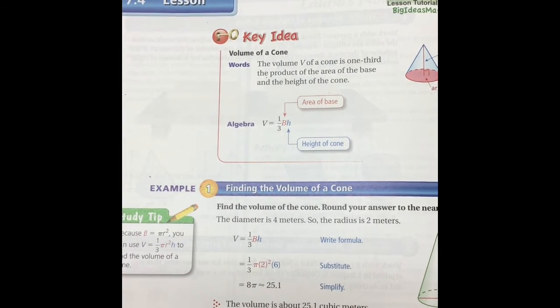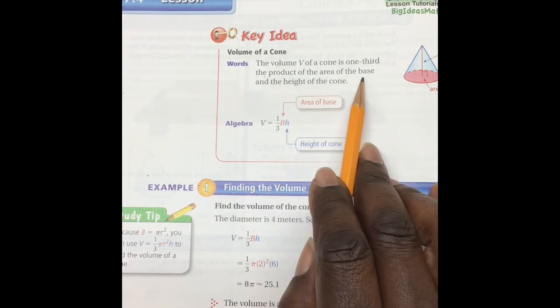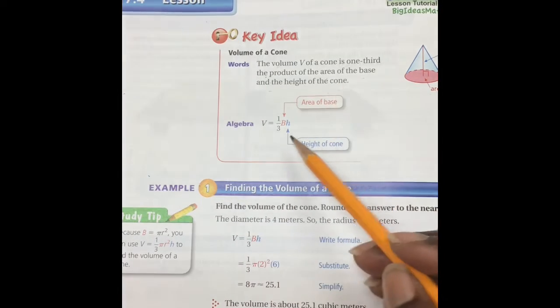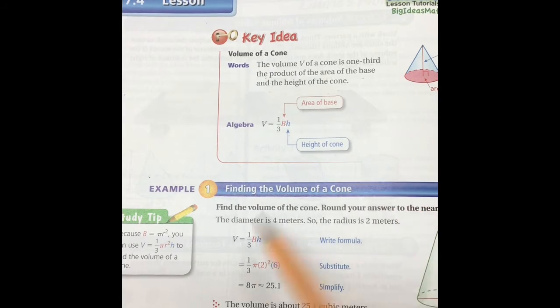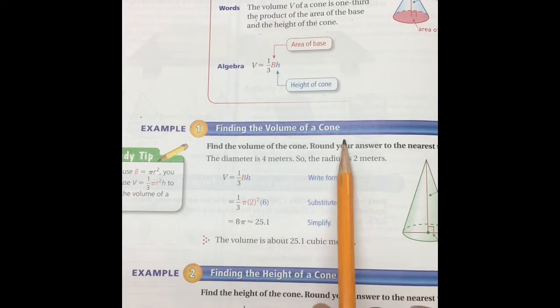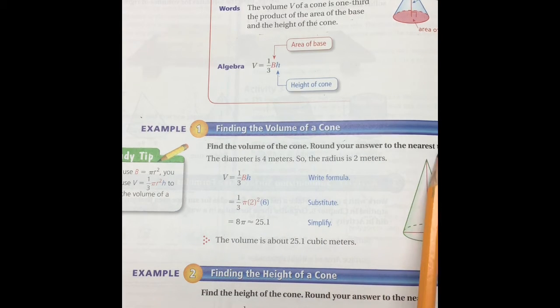It says the volume V of a cone is 1/3 the product of the area of the base and the height. Okay, and we've already discussed that. All right, so now let's find the volume of a cone. We're going to round our answers to the nearest tenth place.